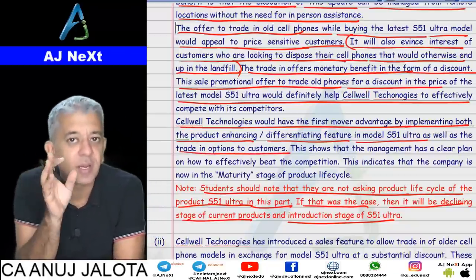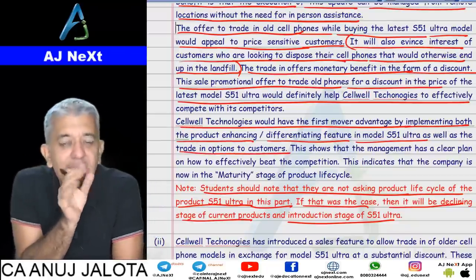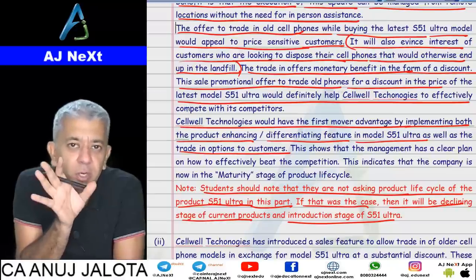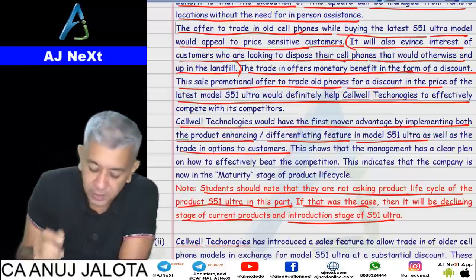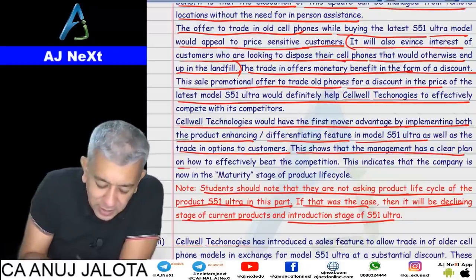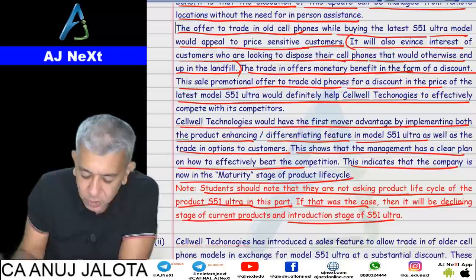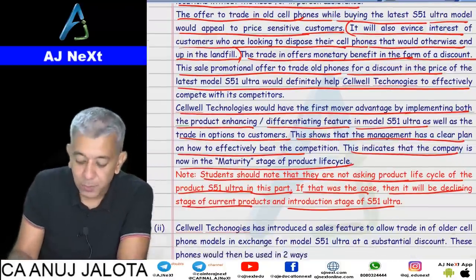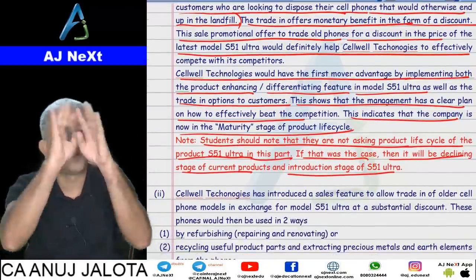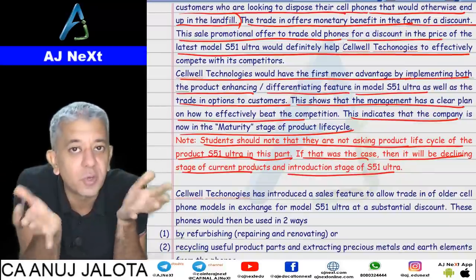as well as trade-in options to the customer. So actually we are trying to do product differentiation also, and we are trying to play on that price thing also. Okay. This shows that management has a clear plan on how effectively to beat the competition. This indicates that the company is now in the maturity stage of product life cycle. Now, product life cycle means entire phones, all the phones that you manufacture.